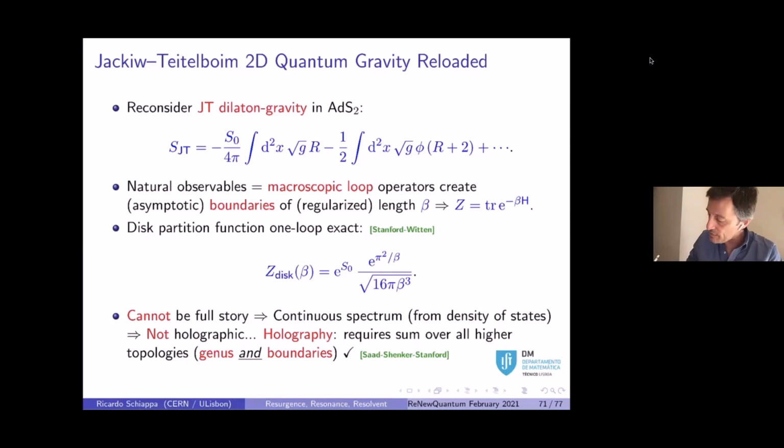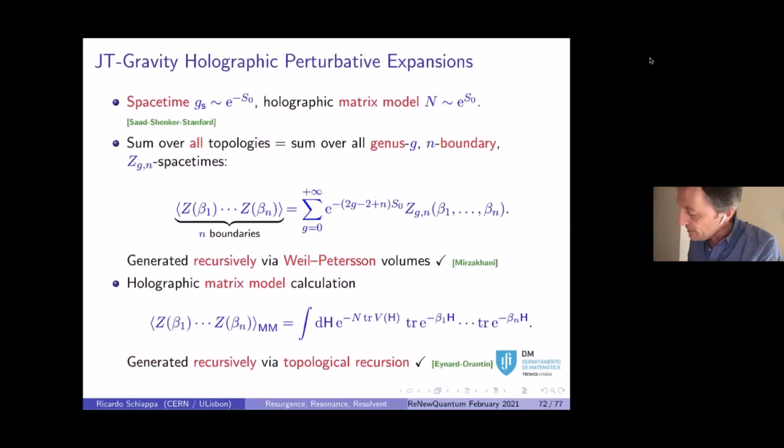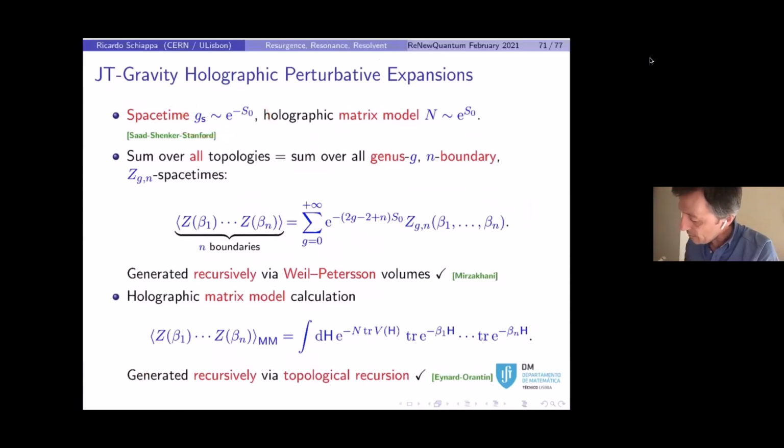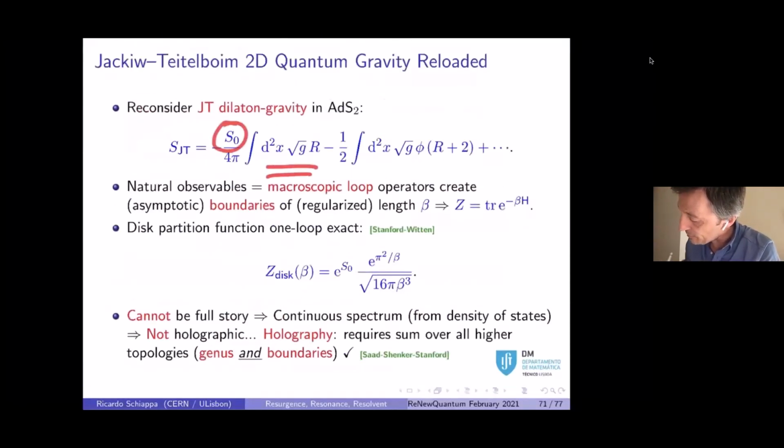So I'm not looking only at the disk, but I actually have to look at a whole more topologies. Let's go straight to this formula. I'm not looking just at the g equals 0, n equals 1 contribution, but I have to look at all genus g and all n-boundary problems. And I have to sum all of them to have the correct holographic correlation function of these macroscopic loop operators. The coupling here in spacetime, g string, is exponential of minus S naught, where S naught is basically that term which is there in front of the Euler term.